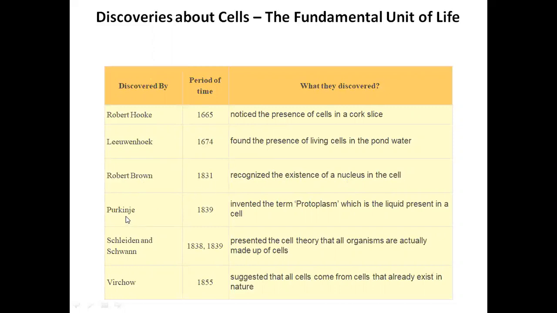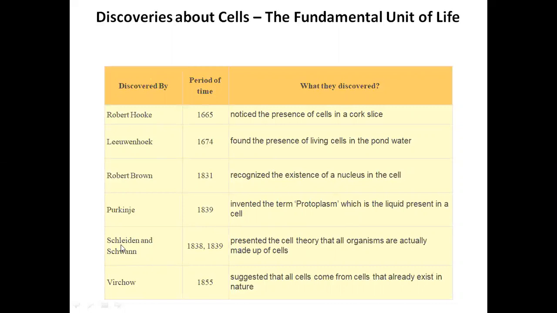Another scientist named Purkinje in 1839 invented the term protoplasm. What is protoplasm? Protoplasm is nucleus plus cytoplasm, which is the liquid present in the cell. Now, these 2 points are very important.